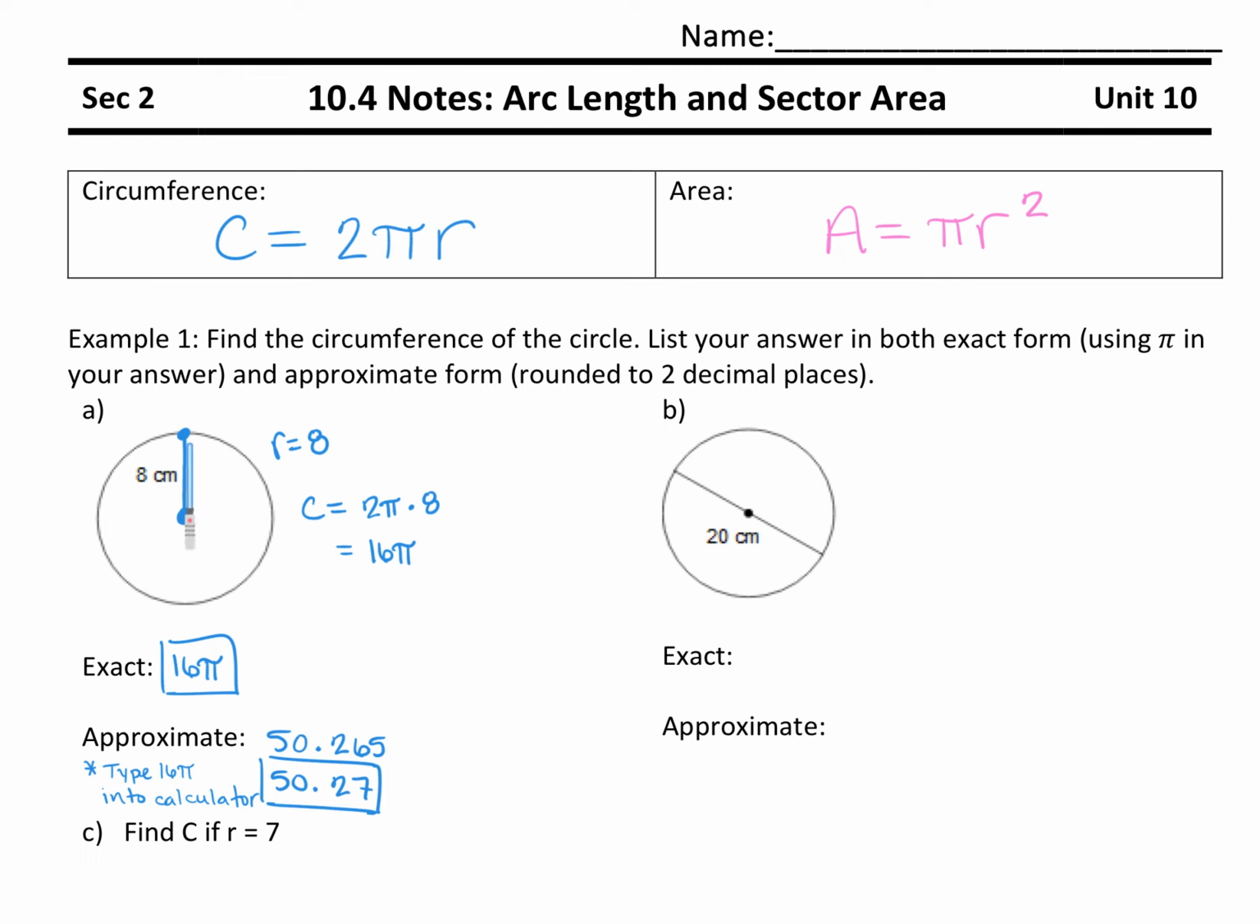For the next example, notice the 20 goes all the way across the circle instead of just halfway. And so this 20 is the diameter, which means for the radius, we cut that 20 in half and it gives us 10. So the radius is 10. The circumference then is 2 pi times 10. 2 times 10 is 20, and then we have that pi. So the exact circumference is 20 pi. The approximate, type 20 pi into your calculator, and it gives us 62.8318. But again, we want 2 decimals, so it's 62.83.